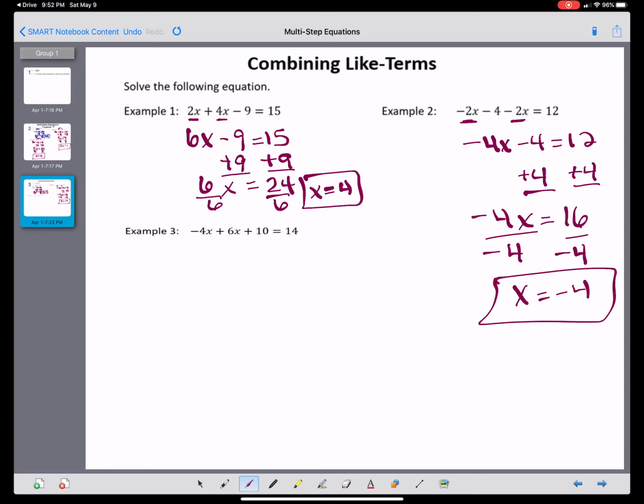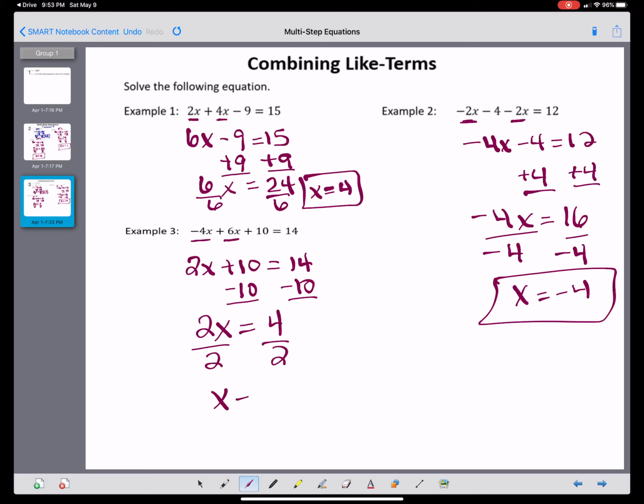Last one. Let's combine like terms. My like terms are negative 4x and 6x. Negative 4 plus 6 is 2x, plus 10 is equal to 14, I'm sorry. I'm going to subtract 10 from both sides. I get 2x is equal to 4. And then the last thing is divide by 2. x is equal to 2.